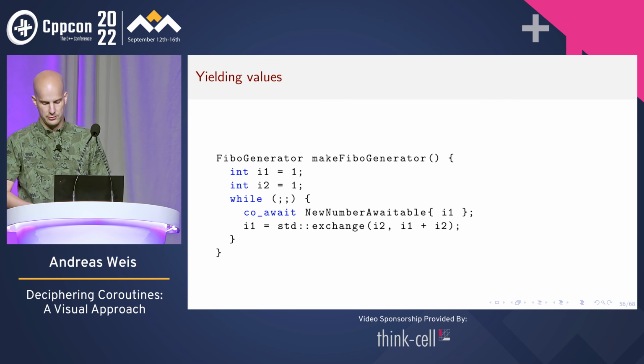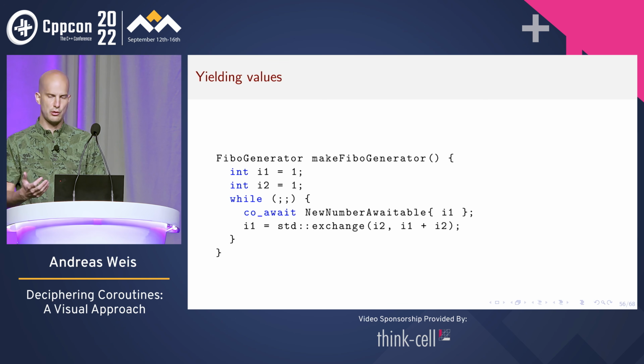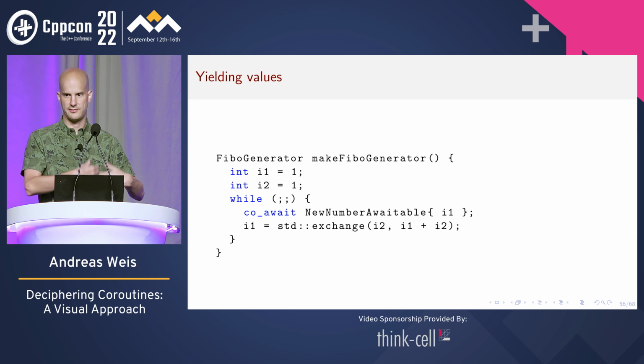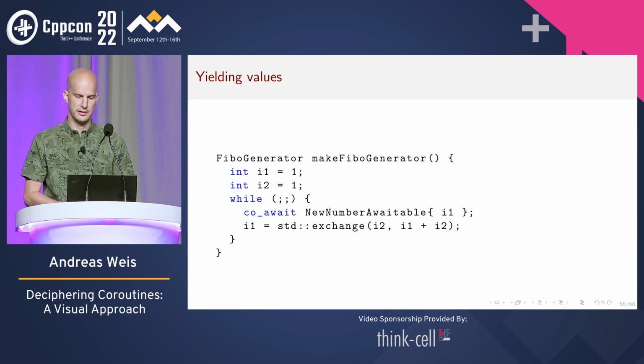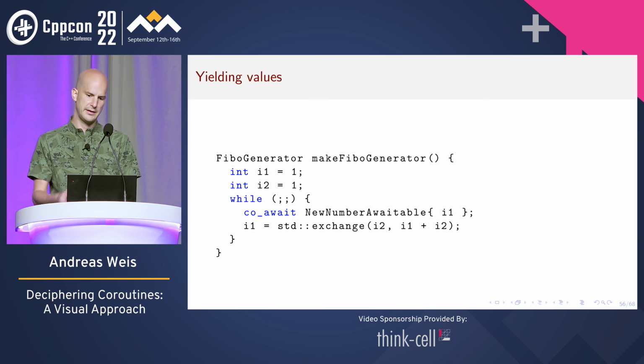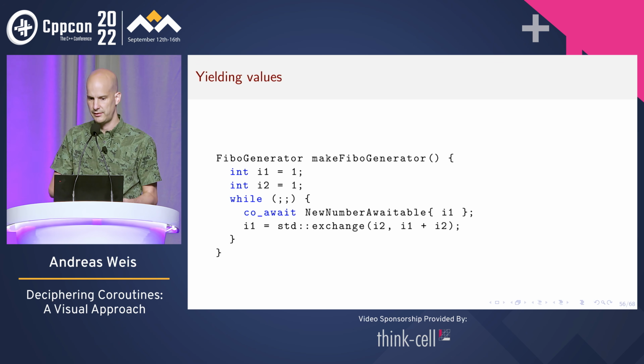So if we think back to our example from the beginning, where we wrote this Fibonacci generator function, we can now already implement this with coroutines. It will probably look something like this, and it's the case of passing data out of the coroutine. So I need to write an awaitable. I hand all of the numbers to the awaitable, and then the caller can retrieve it from there.